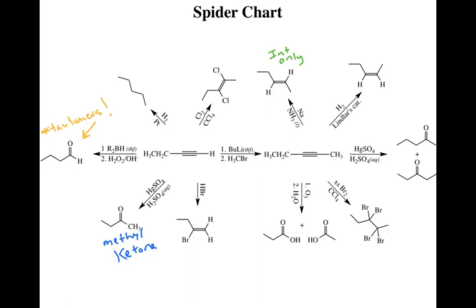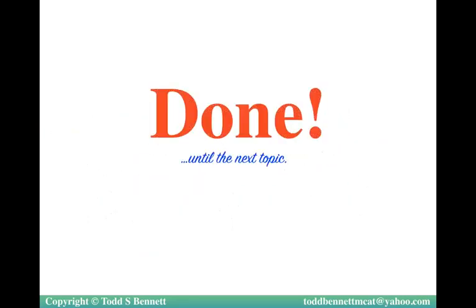A lot of work on this one. So hopefully this is going well. This ends alkynes. We'll next go into alkane chemistry, halogenation of alkanes and free radicals.